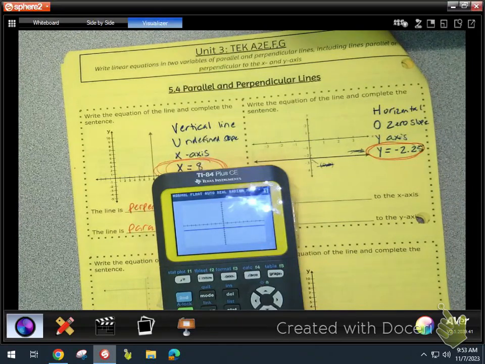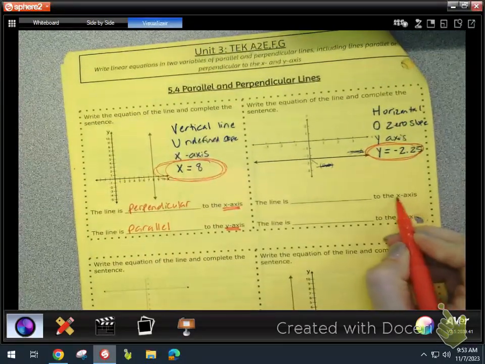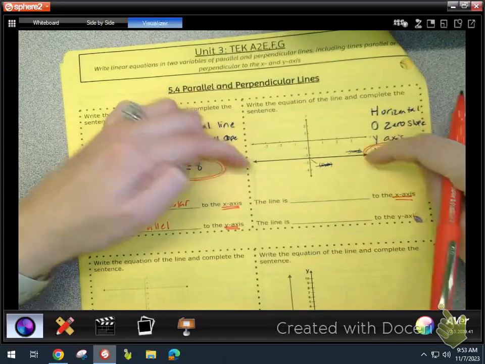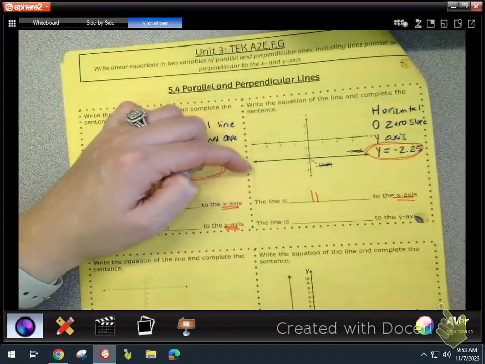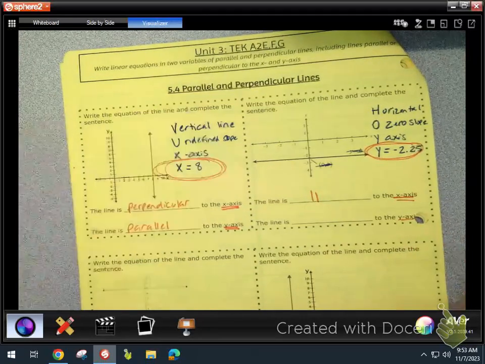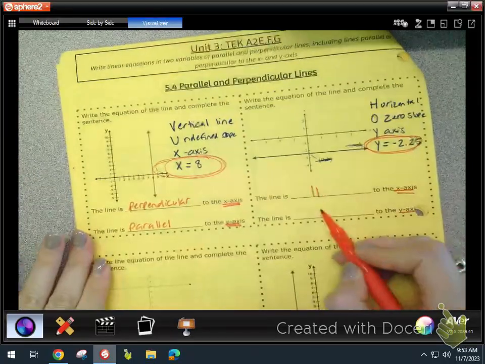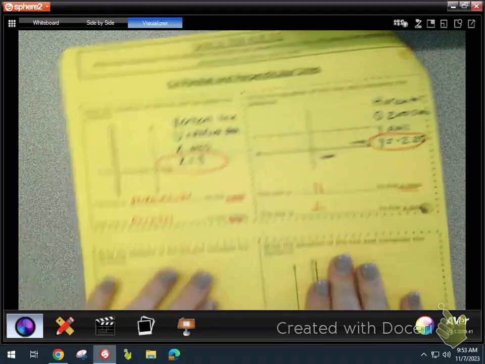Now, fill in the blank. This line is what? To the x-axis. Here's the x. Here's our line. Parallel. Can you use the shortcut? Sure. All right. This line is what? To the y-axis. Y is this way. Our line's this way. What word am I going to fill in? Perpendicular. Okay, you try these bottom 2.